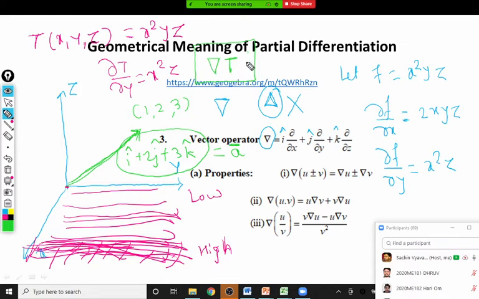This vector is calculated like this: dou t by dou x i cap plus dou t by dou y j cap plus dou t by dou z k cap. I will repeat. Del t is a vector: dou t by dou x i plus dou t by dou y j plus dou t by dou z k. Now this gradient vector, del t vector, is used to get the directional derivative.